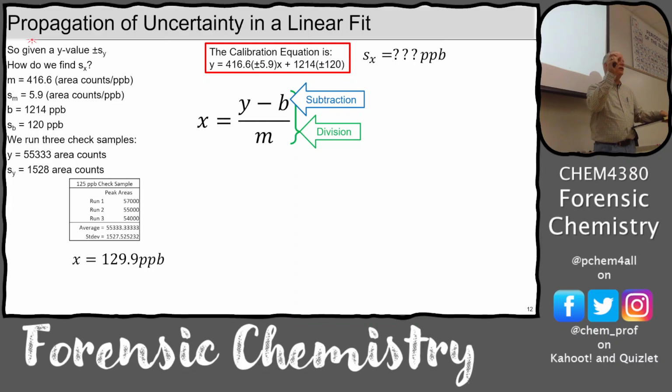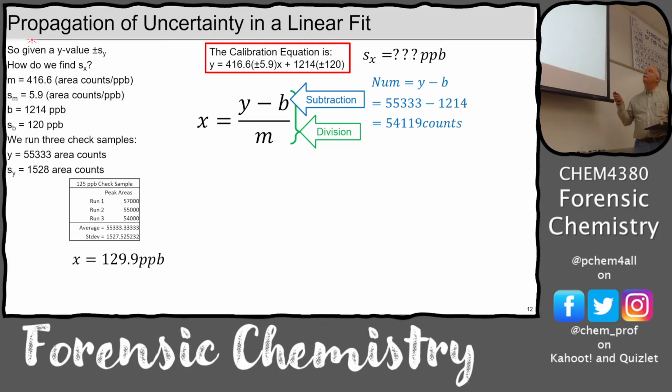So if you did the subtraction first, let's do the uncertainty for that numerator piece first, and then do the division second. So let's keep our order of operations the same as we would in doing the actual calculation. So the numerator is Y minus B, and this is all color-coded for you. We have the numerator, Y minus B. We could calculate that, and that's 54,119 counts. That's our numerator.